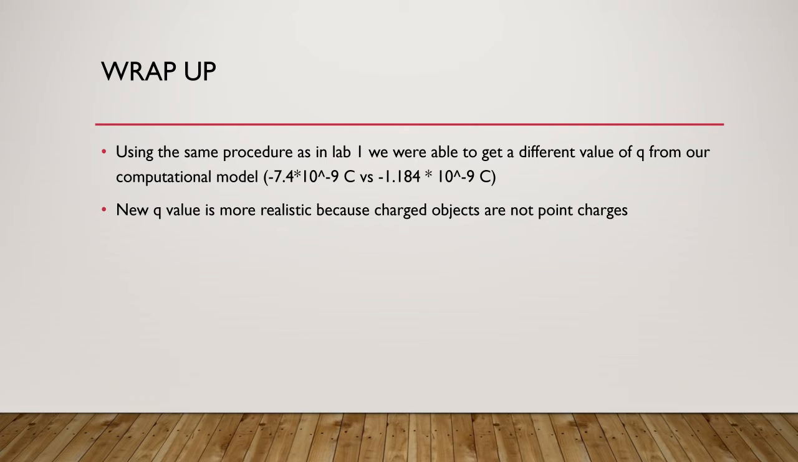To wrap up, using the same procedure as Lab 1, we were able to get a different Q value from our computational model. Our Q value in Lab 2 is going to be more realistic because charged objects are not point charges centered in the middle of the object. Depending on the type of object, we can expect the object to be composed of many different point charges.